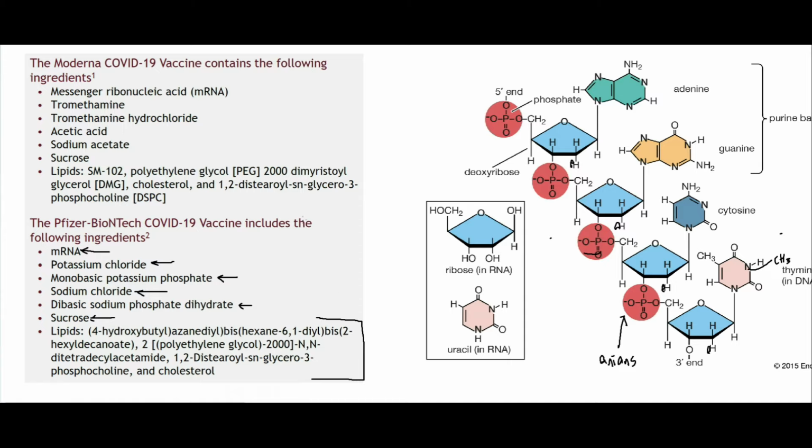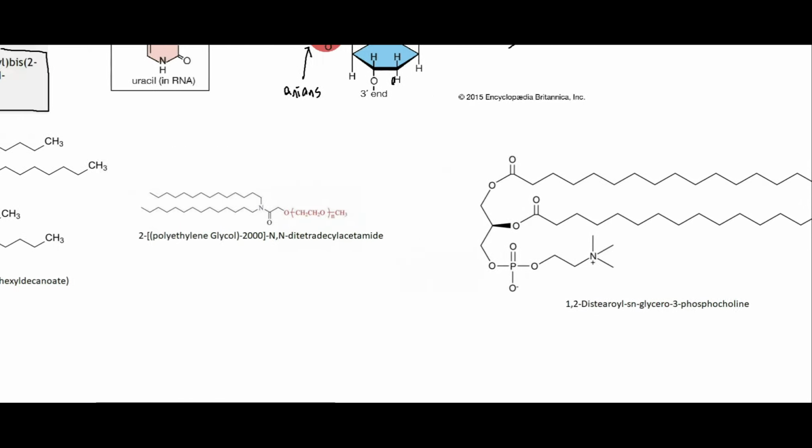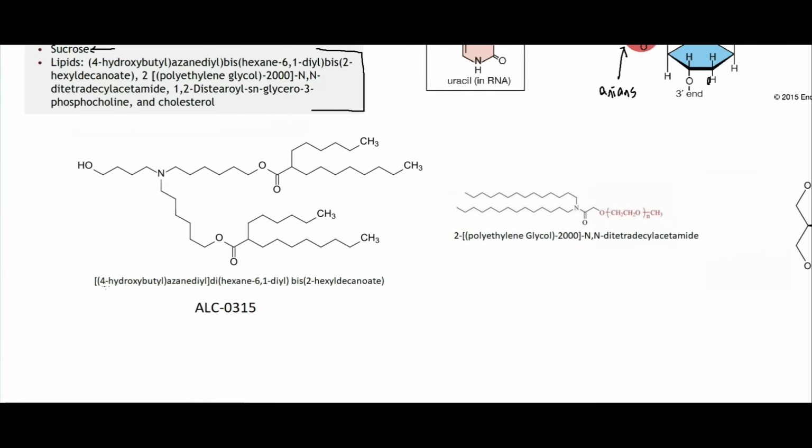Those are the things that make up the lipid nanoparticle. We can see that the Moderna also uses lipids. They use a little bit different lipids than the Pfizer one, but they're doing sort of the same job. So I am just going to focus on the Pfizer BioNTech version of this. There are three different kinds of lipids, and I have the structures of them right here. They have these big, long, complicated names.